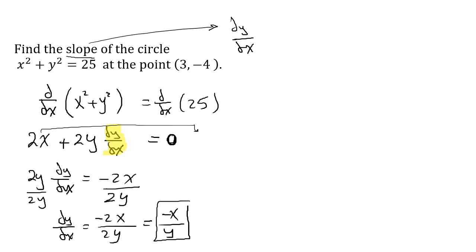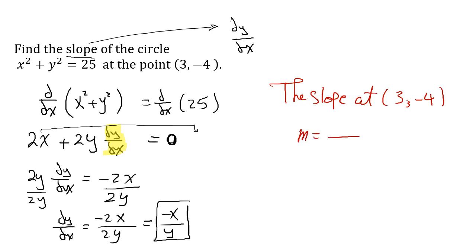So if I wanted to find the value of the slope at the point 3 and negative 4, I'm going to replace x with 3 and y with negative 4. So the slope is equal negative x over y. So it's negative 3 divided by negative 4, which is equal to 3 over 4. It's a positive value.